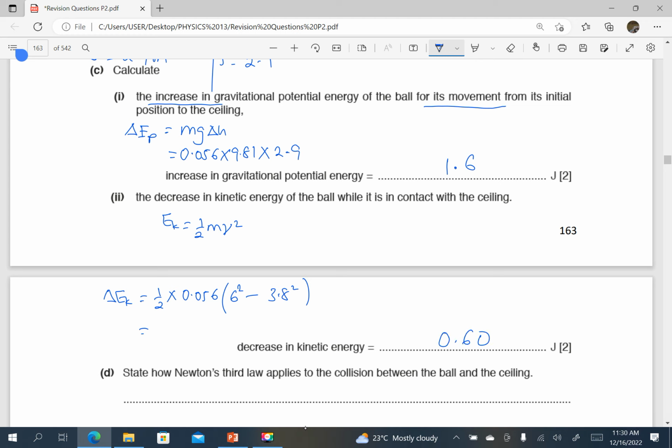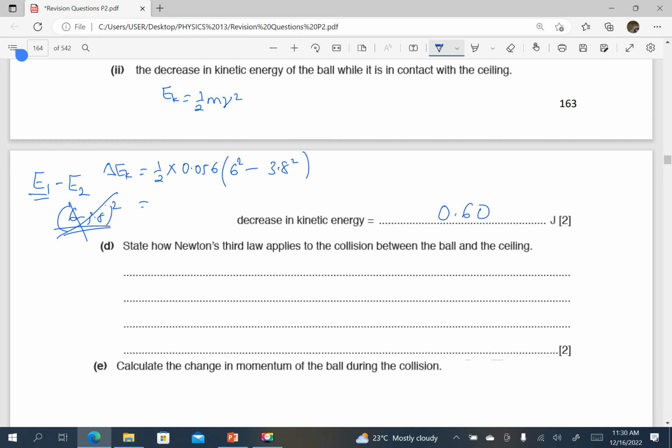Please, it's wrong to say 6 minus 3.8 and then squared. That is wrong mathematics. Here we are getting kinetic energy when it arrives minus kinetic energy when it leaves. Each of these has v squared. It's not the difference in v and then squared. This is wrong mathematics.